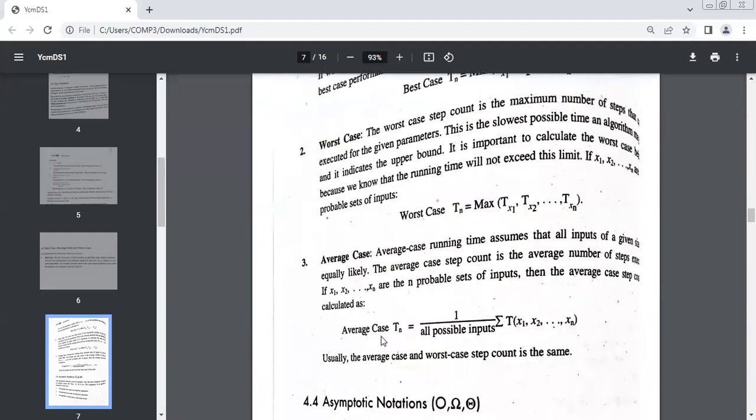And the average case is a running time that assumes that all inputs of a given size are equally likely, means 50-50. The average case step count is the average number of steps. It means if there are n elements and we get the result after performing about n divided by 2 steps, in the middle, then we call it the average case.